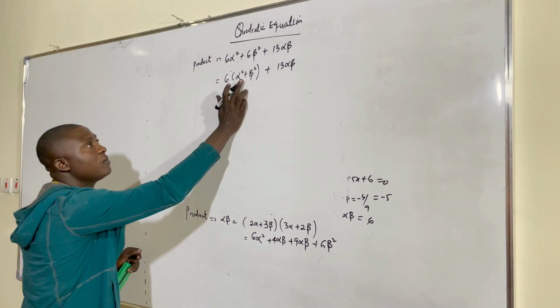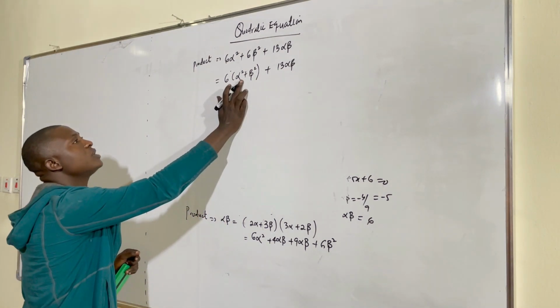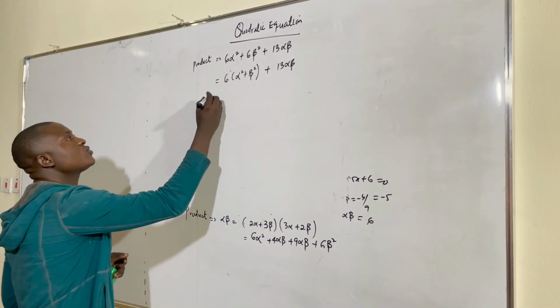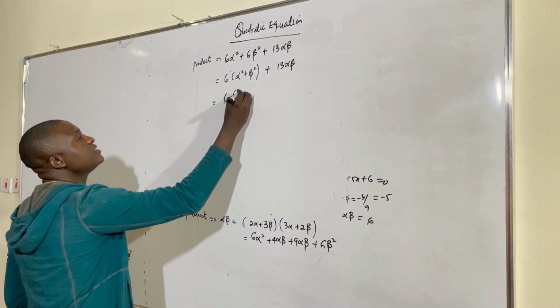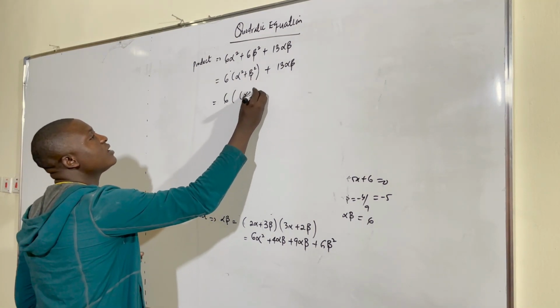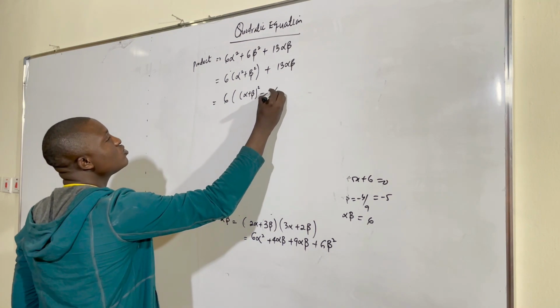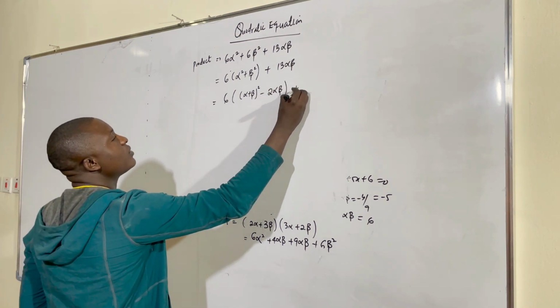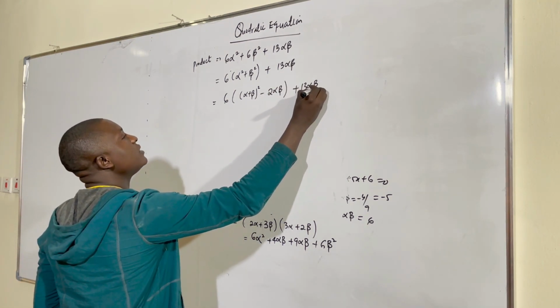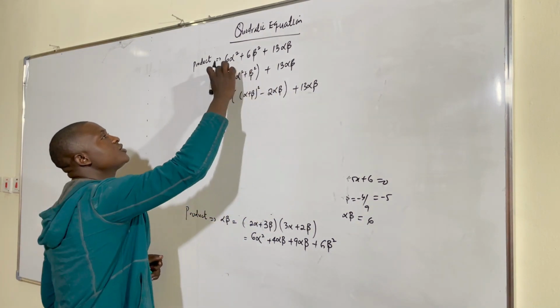Now, we have a formula for this one. If you recall, we have a standard formula for alpha squared plus beta squared. So that's going to be 6, and this is the same thing as alpha plus beta all squared minus 2 alpha beta, then plus 13 alpha beta. I did not add this one to this because this one has 6 here.